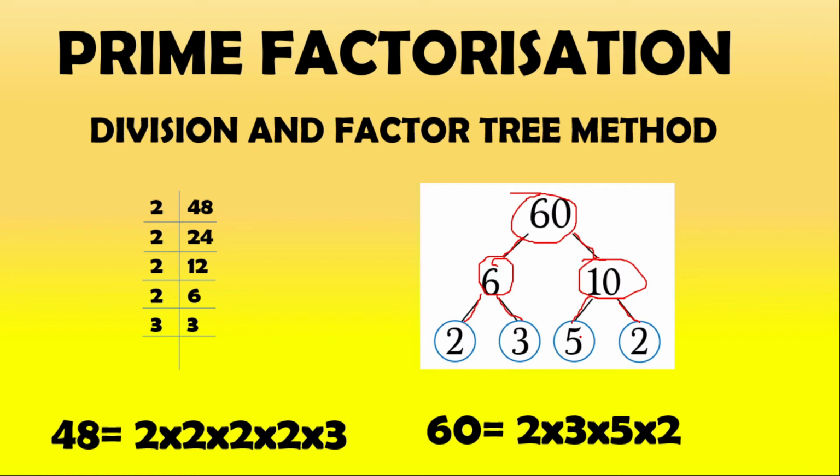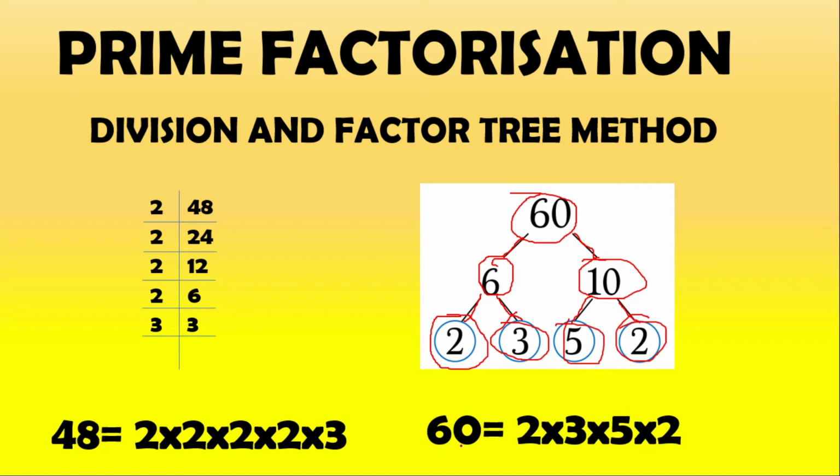2 is also a prime number, so we can stop there. As we did before, we want to calculate every prime number which we got. So we got 2 as a prime number, 3, 5 and another 2. So 2 into 3 into 5 into 2.